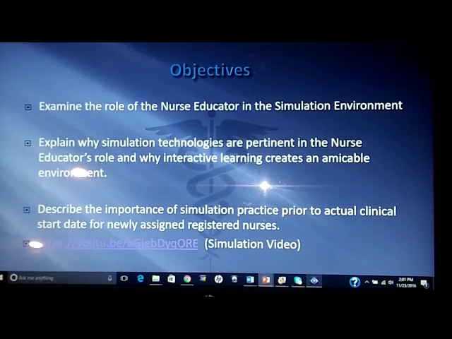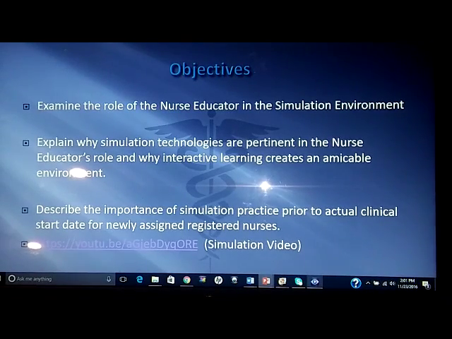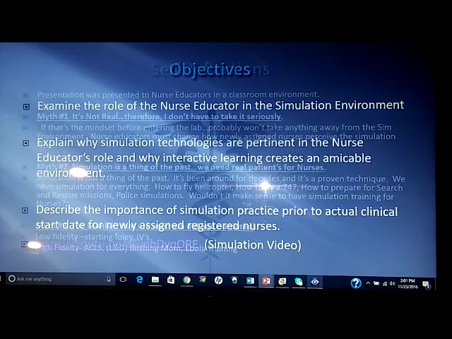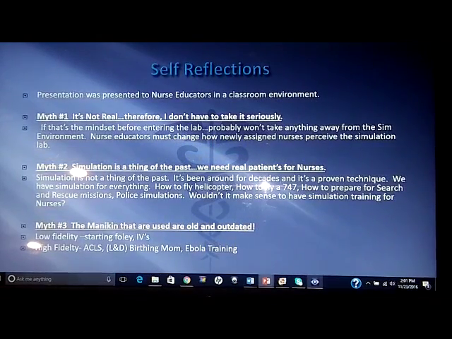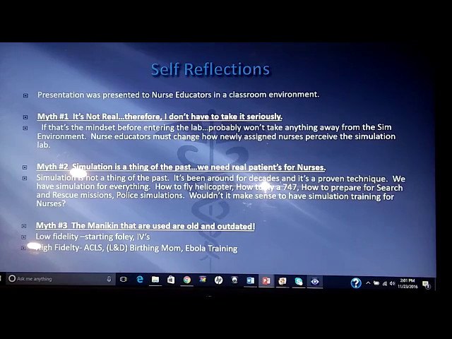So my objectives for the day are to examine the role of the nurse educator in the simulation environment, explain why simulation technologies are pertinent in the nurse educator's role, and why interactive learning creates an amicable environment. And also, we're going to describe the importance of simulation practice prior to the actual clinical start date for the newly assigned registered nurse.